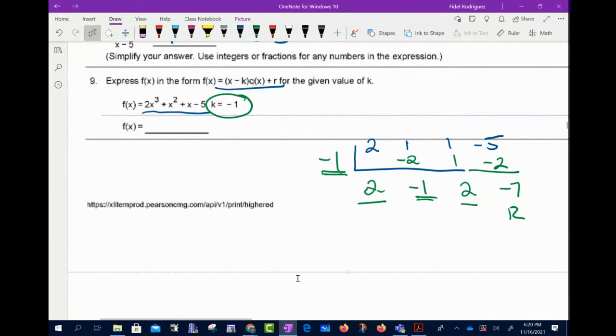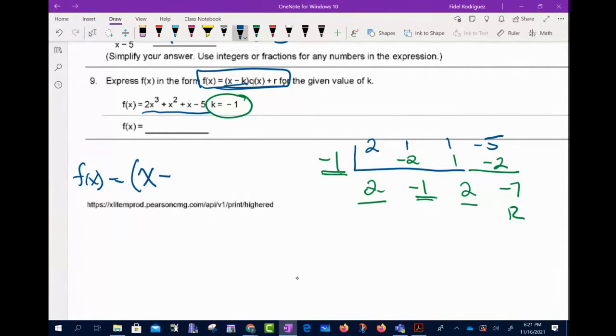Okay, so let's take a look here. Now I'm going to come back and rewrite my answer the way they're asking me to do it here. So f of x is equal to, look at the first thing they write: x minus k. So I'm going to write x minus, and k is -1, times q of x. This part right here, y'all, is going to be my q of x.